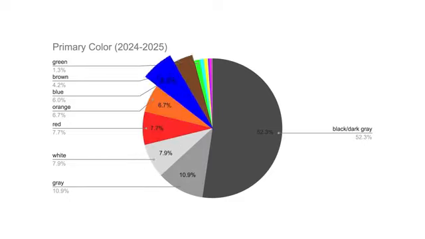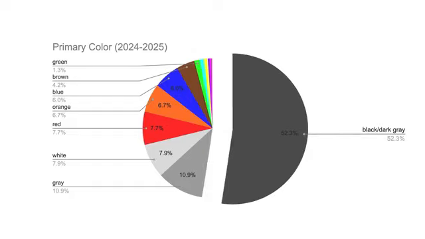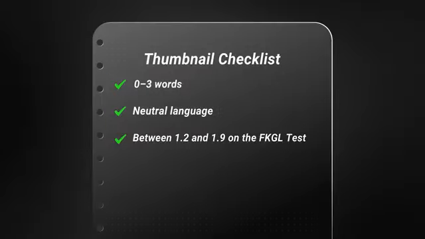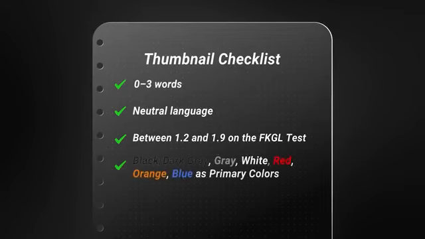Now, at first glance, it might seem surprising that a dark and boring color like gray is so common amongst the top YouTubers. Maybe it's so common because it's versatile. But regardless, if we just take the data at face value here and continue building our checklist, seems like the top YouTubers like to use black/dark gray, regular gray, white, red, orange, or blue.